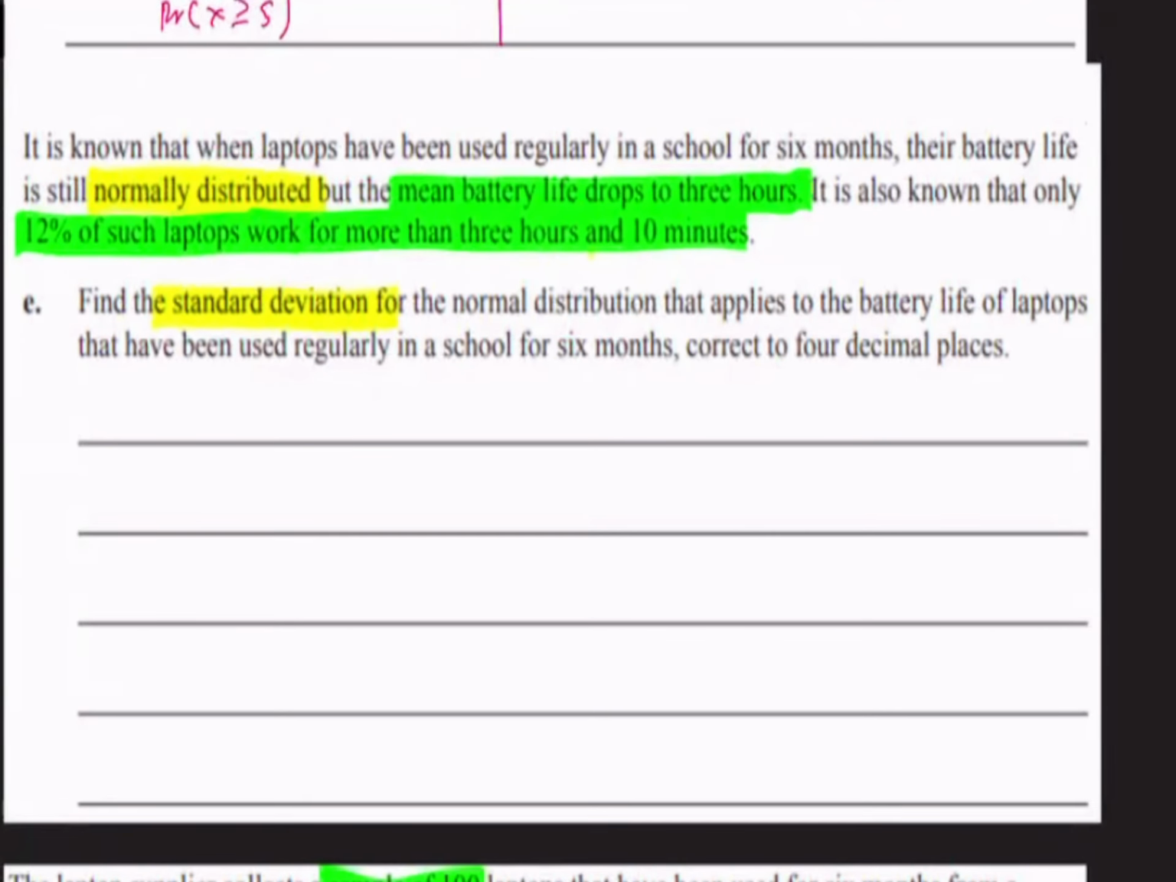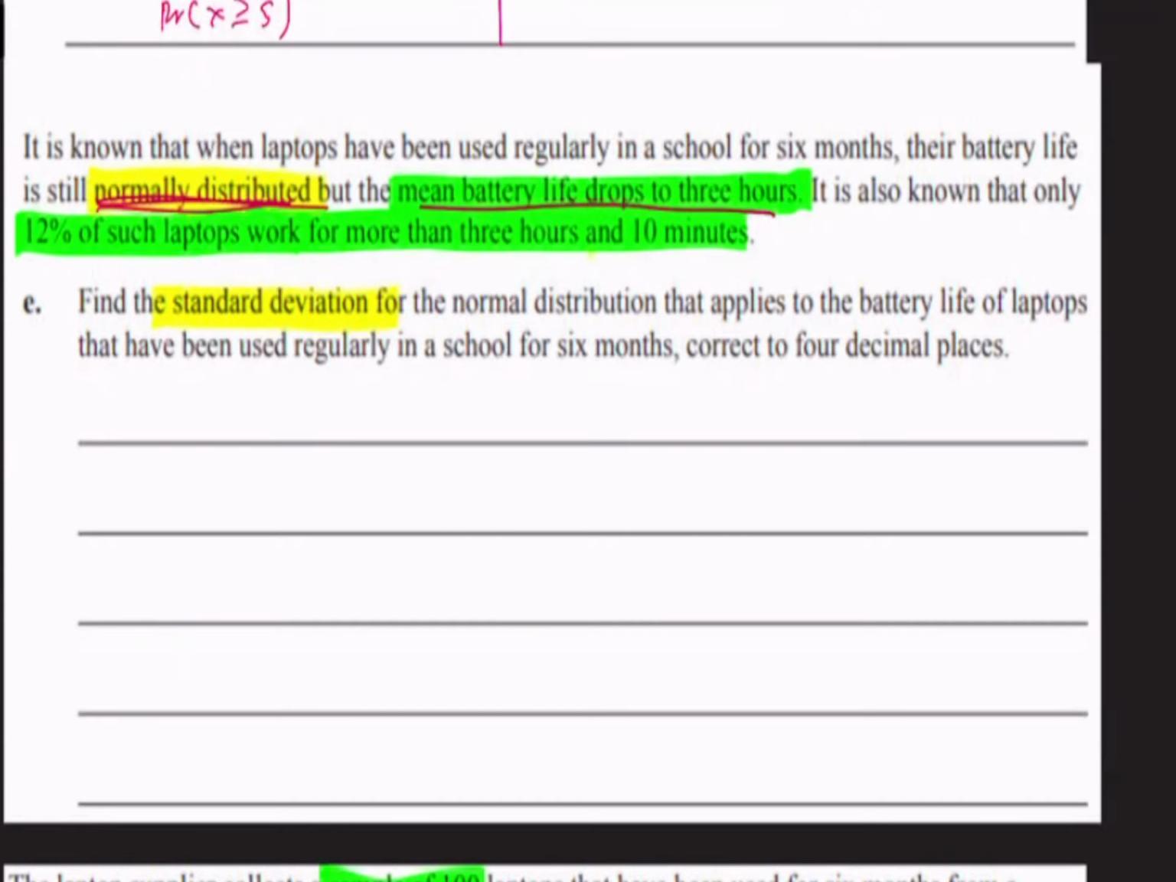So now the battery life is back to normal distribution, because we had to go to discrete in the previous question, but now we're back. So that's why it's important to read the question a bit. But the mean battery life has changed to 3 hours, and the probability that a laptop works for more than 3 hours and 10 minutes is 0.12.